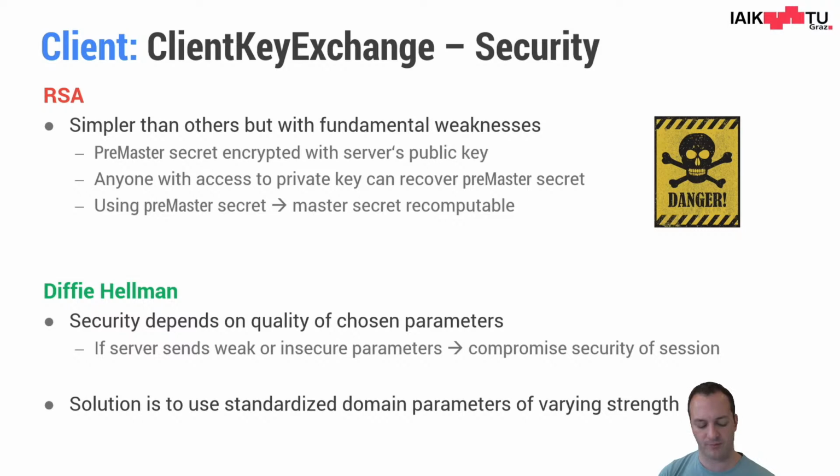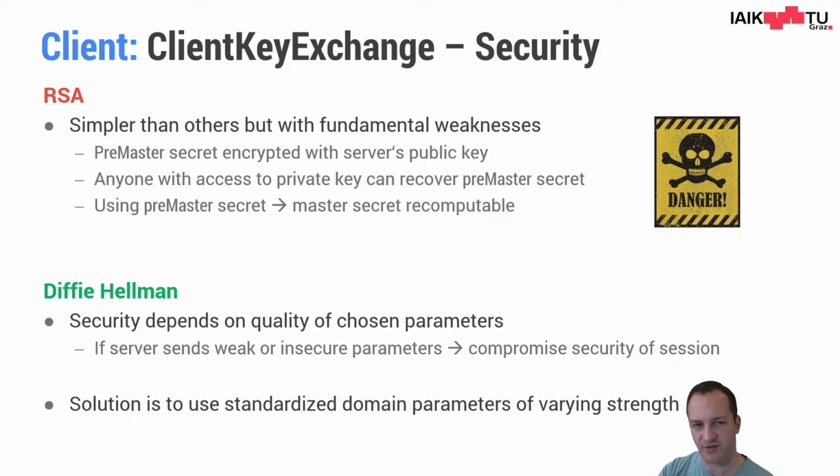So in order to prevent this, the solution is to use standardized domain parameters. In other words, you only use finite groups with Diffie-Hellman that are considered to be secure, or you're using elliptic curve Diffie-Hellman parameters with ephemeral keys. But we'll come to that with perfect forward secrecy later on anyway.